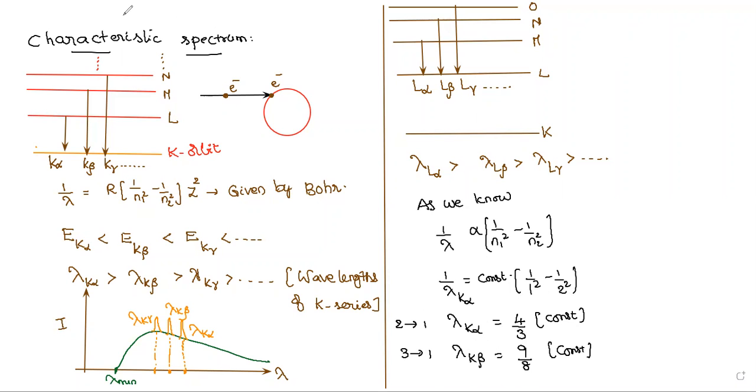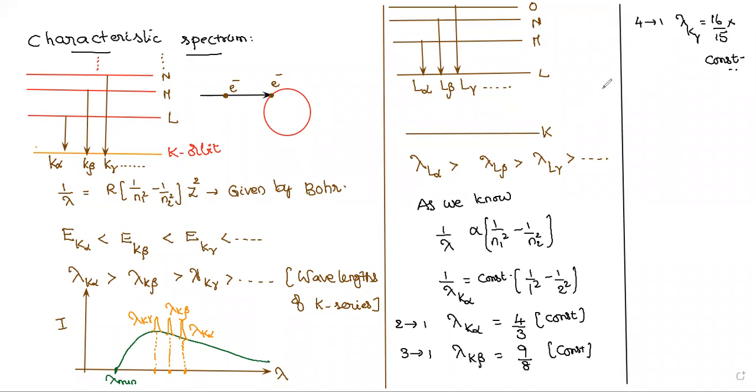Okay, and here the lambda of the third line, K gamma, I'm writing everything here now. That is 4 to 1. 4 to 1 is the lambda of K gamma line. That is 1 minus 1 by 16. After reciprocating, I will get 16 by 15 into some constant. Now this is of only K series. We interlinked like this.